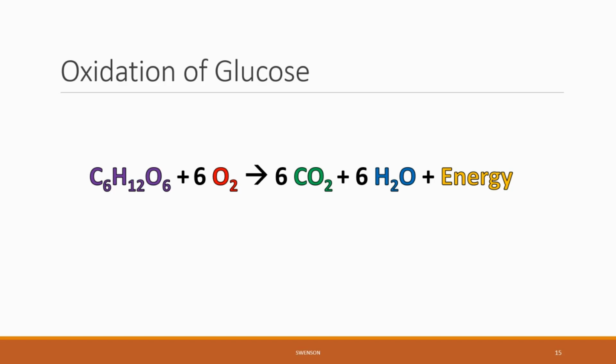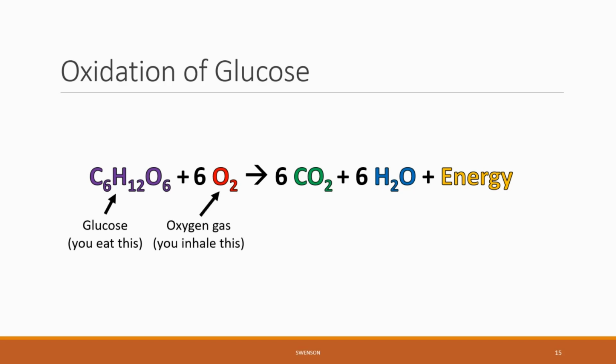Basically, the cell consumes glucose or carbohydrates with the use of 6 oxygen molecules, and oxygen occurs here on Earth as O2. So there's actually 12 oxygens altogether, 6 oxygen molecules. And the cell oxidizes the sugar with those oxygen molecules to make 6 carbon dioxide molecules, 6 water molecules, and stores the energy released from the sugar bonds as ATP for later use.